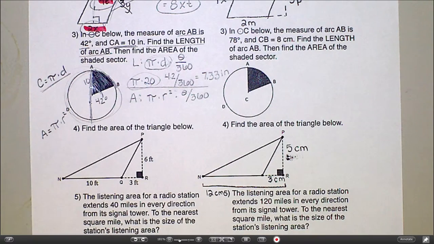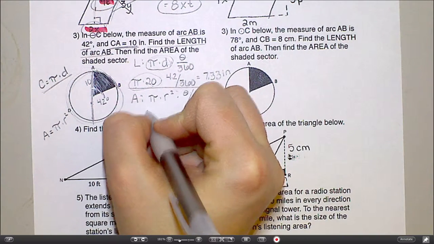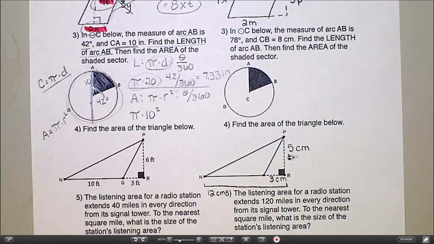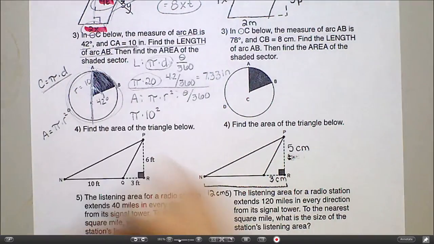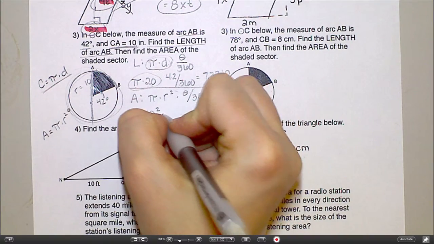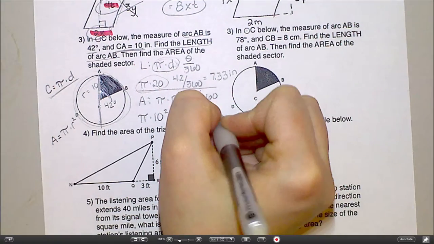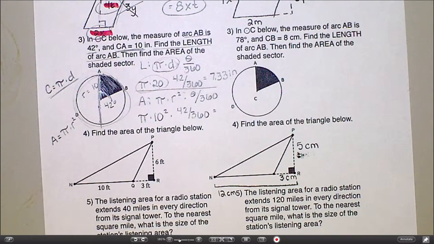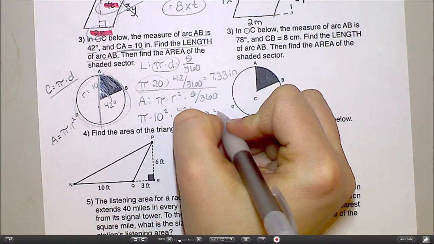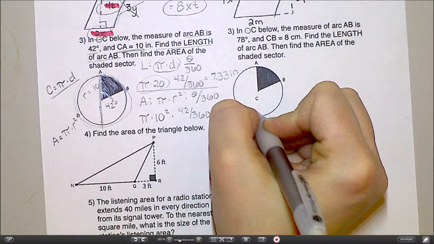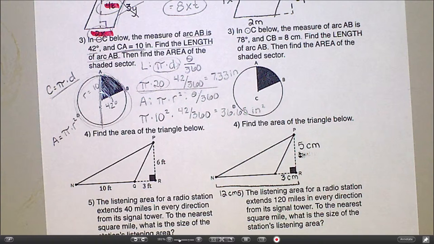Okay. So I'm going to do pi times 10 squared, because 10 we said was our radius. Pi times 10 squared times 42 out of 360, and I get like 36.65. And that would be in square inches because that's an area. That's the answer.